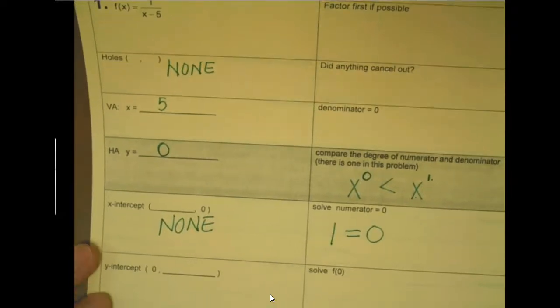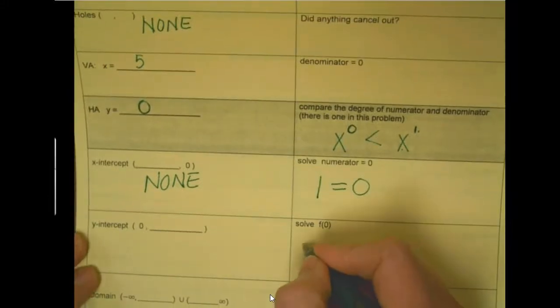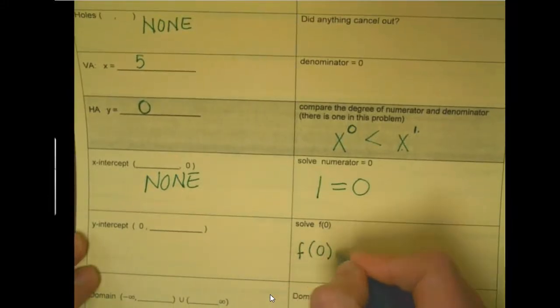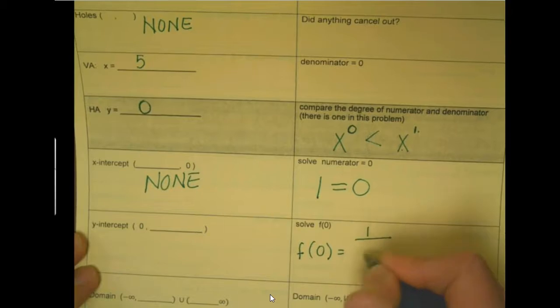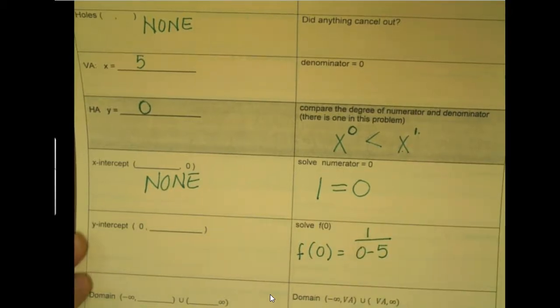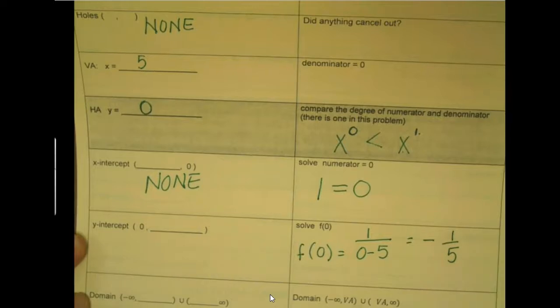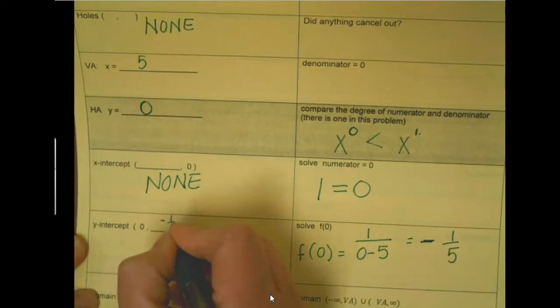Okay, for the y-intercept. f of 0 equals 1 over 0 minus 5. Is that equal to minus 5? It's not. What's that equal to? The correct place to put the negative is out in front, not with the 5. And so this is negative 1/5.